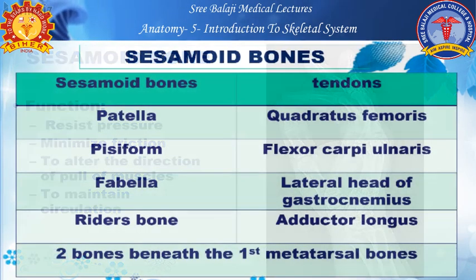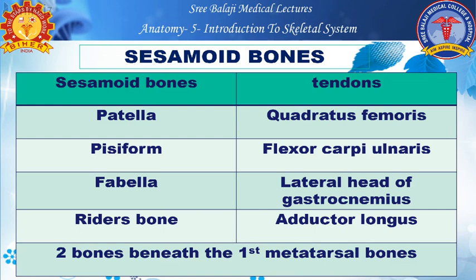This is a table to show the sesamoid bones in the body. There is a sesamoid bone called patella, which we all know is the kneecap. This is a sesamoid bone which is developed inside the tendon of quadriceps femoris muscle of the thigh. The next bone is the pisiform bone. Pisiform bone is one of the carpal bones which develops within the tendon of flexor carpi ulnaris.